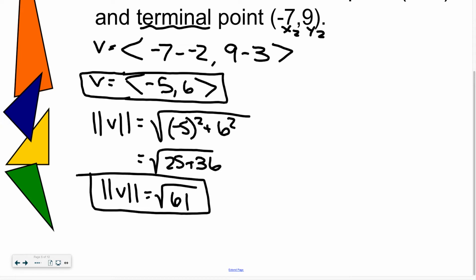If I could simplify the square root of 61, like look for a perfect square, I would. I probably wouldn't put it into my calculator and get a decimal, only because if you're going to use it for something later, you would want an exact value. So I'd just leave it as square root of 61.